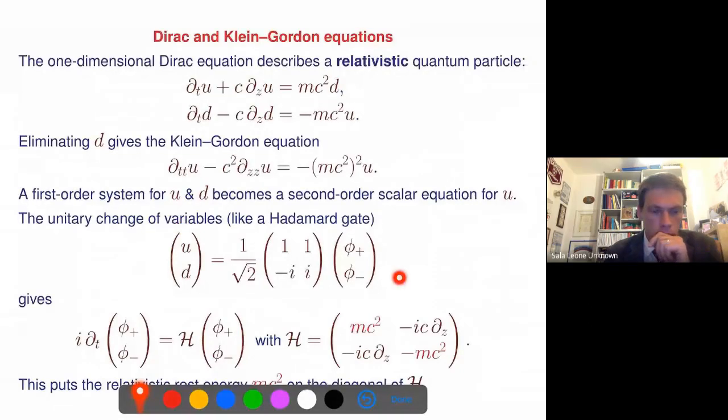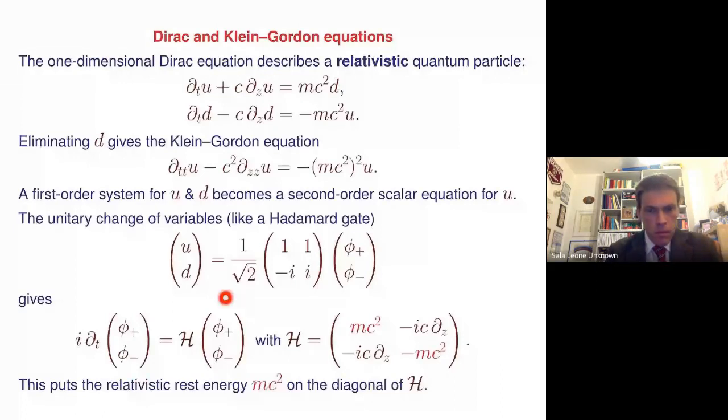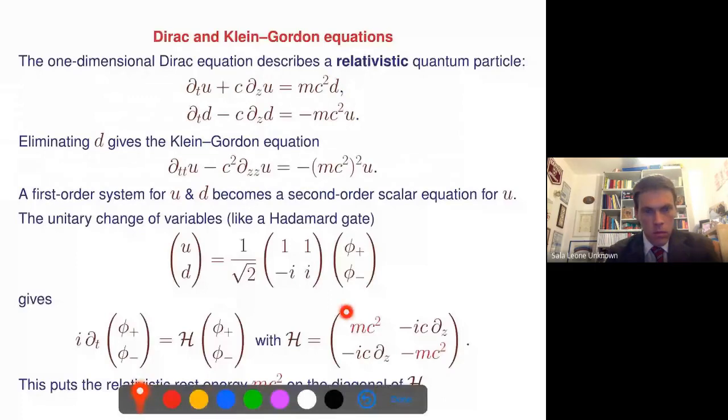This is like a Hadamard gate with an extra i in it. And then I can write my Dirac equation as this thing that looks like an abstract Schrödinger equation with an H over here. And this H has got some mass terms, relativistic mass mc squared on the diagonal, and some space derivatives off the diagonal. So I put the relativistic rest energy, this being a relativistic thing, on the diagonal.